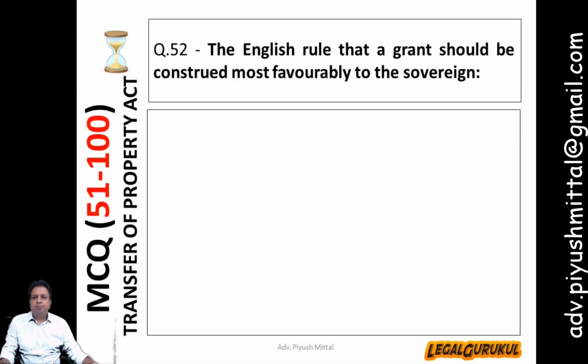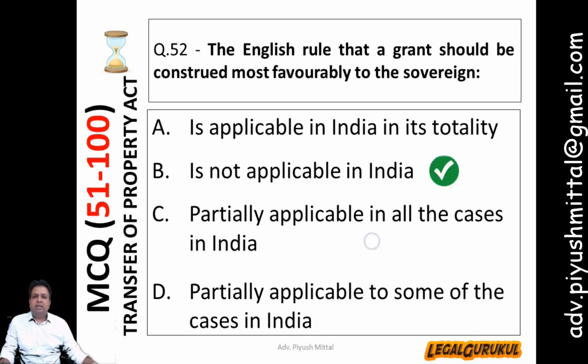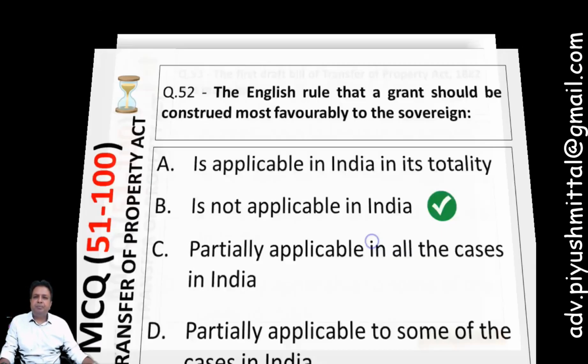Question number 52. The English rule that a grant should be construed most favourably to the sovereign. Option A, is applicable in India in its totality. B, is not applicable in India. C, partially applicable in all the cases in India. D, partially applicable to some of the cases in India. And the correct answer is B, is not applicable in India.